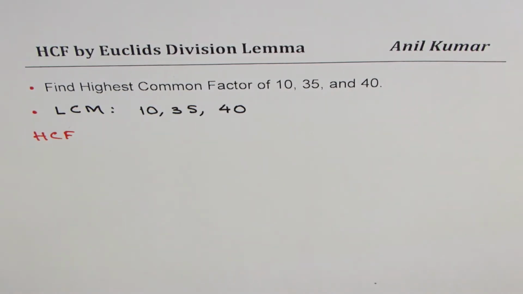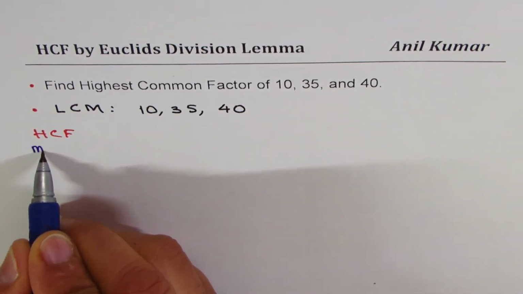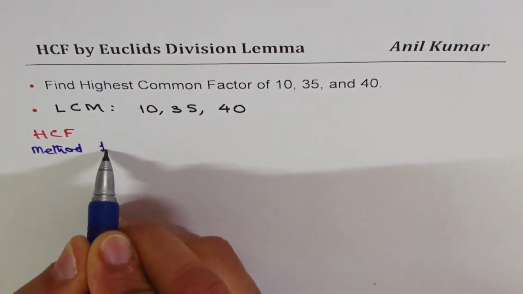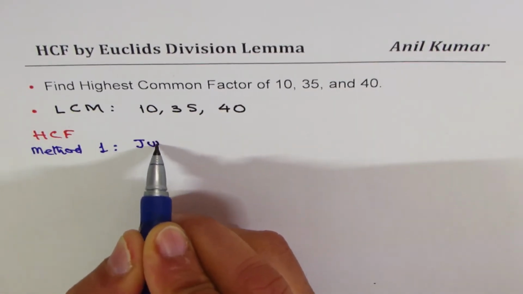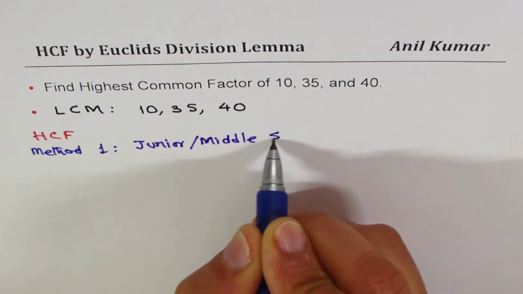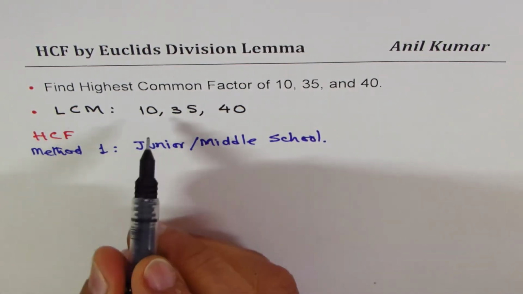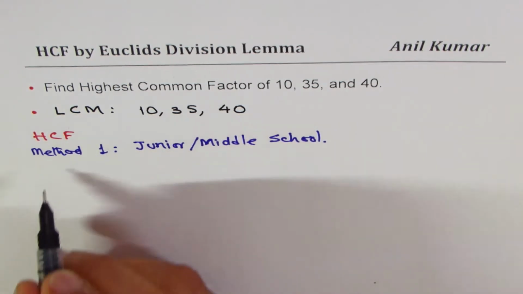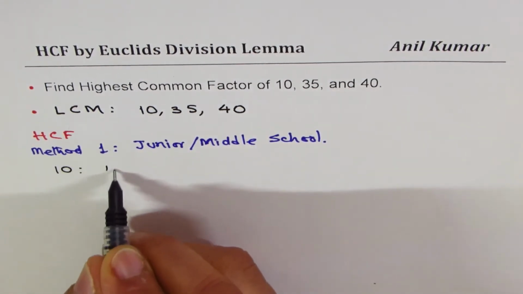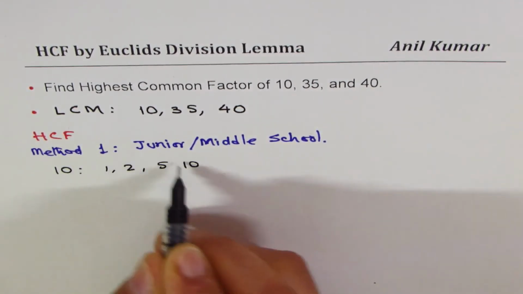Normally in junior middle schools, we adopt a method which is finding factors and common factors. So I'll use method 1, which we teach in junior schools. Then in method 2, I'll take up Euclid's division. What we do here is write down factors for each. For 10, the factors are 1 times 10, then 2 times 5 is 10. Kind of make a rainbow.